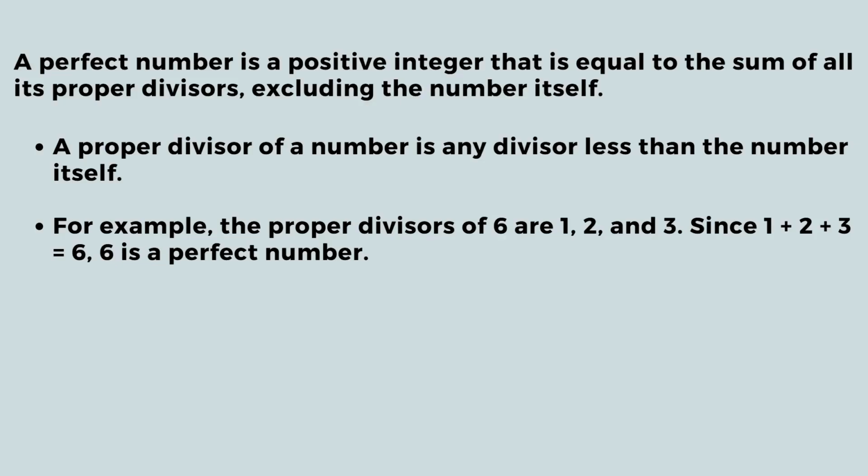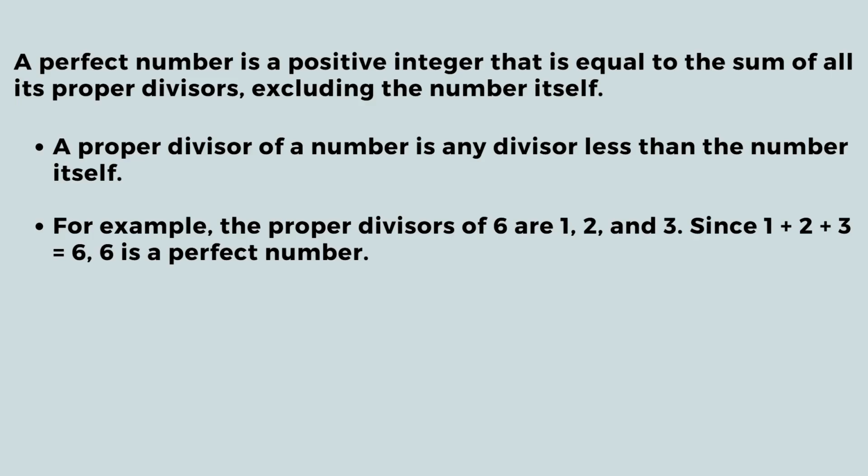In mathematics, a perfect number is a number equal to the sum of all its proper divisors, excluding the number itself. A proper divisor of a number is any divisor less than the number itself. For example, the proper divisors of 6 are 1, 2 and 3. Since 1 plus 2 plus 3 is equal to 6, 6 is a perfect number.